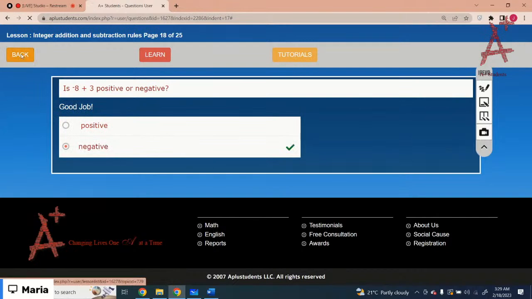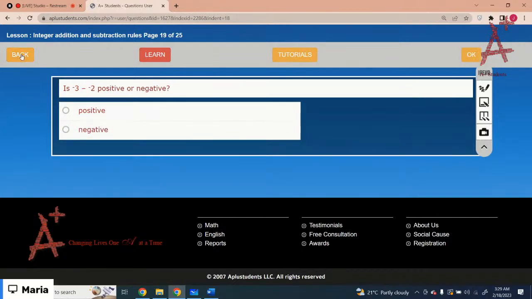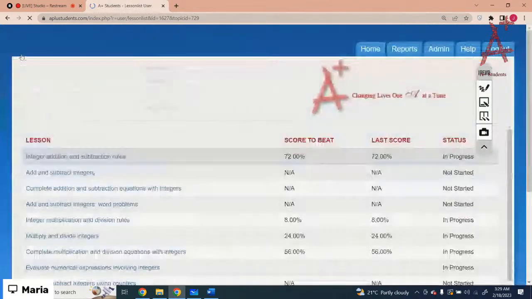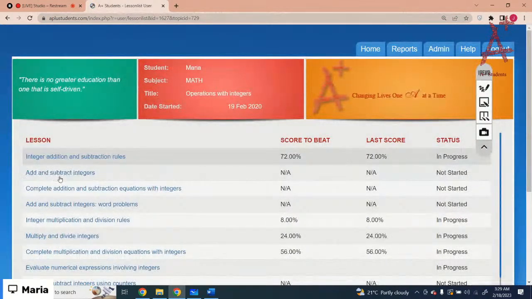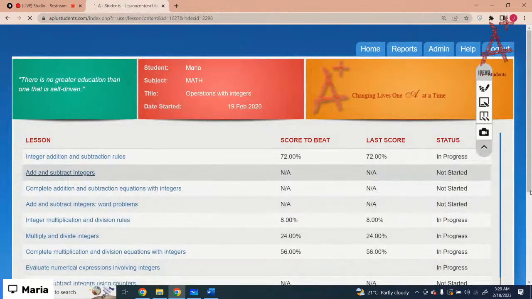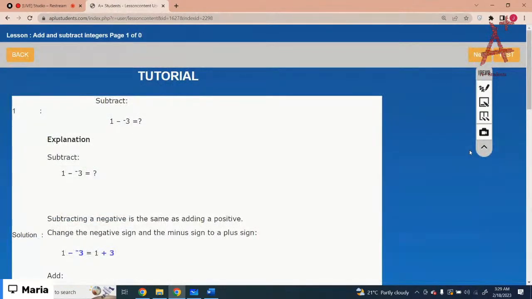Okay, you can complete the test by yourself later today. Let me just move on to the next lesson, and the next lesson is add and subtract integers. So we have learned the rules. Got it? Now we're going to apply the rules. The first one is 1 minus negative 3. Subtracting a negative is the same as adding a positive. So you have two negative signs together, and it would be the same as 1 plus 3. Got it? And 1 plus 3 equals 4. Got it?